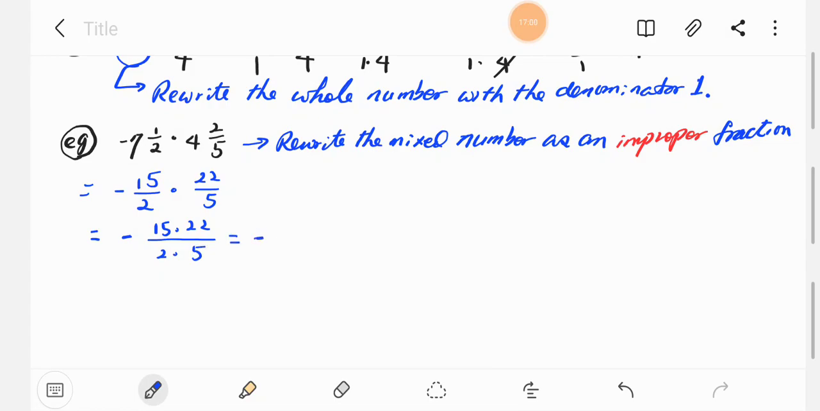Now let's keep doing this. The numerator is 15. And 15 and 5, right? So 15 is 3 times 5. And then 22 is 2 times 11. Okay, the denominator is 2 and 5, so that we can reduce. So 3 stays and the 5 cancels out, 2 cancels out. So the result is negative 3 times 11, which is 33 over nothing, and nothing means 1. So the result is negative 33.